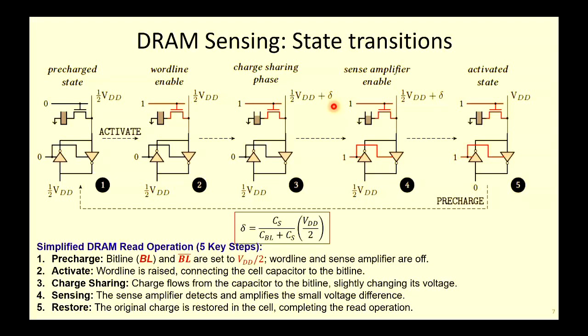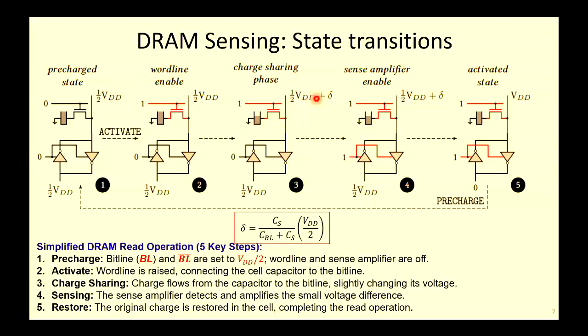If delta is positive, the sense amplifier is not yet activated. We are in step 3 right now. Step 2 is just the activation of the word line, and charge sharing is taking place. At the end of this step 2, charge sharing has already taken place. You are at a state where the bit line voltage has changed, and both the bit line voltage and the capacitor come to the same voltage because they are parallel capacitors. So they are at the same voltage now.